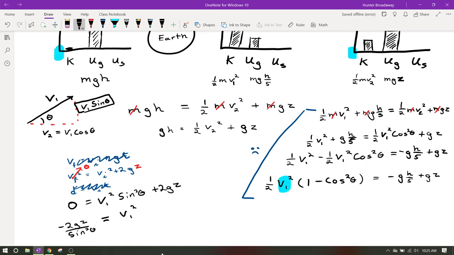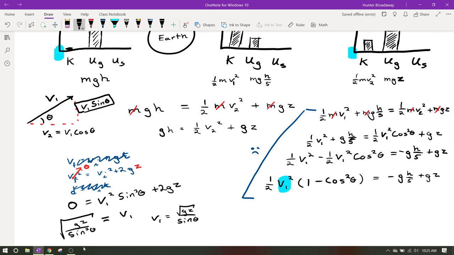So here's what you do whenever terrible things like that happen. You say, oh, gravity is negative 9.8 meters per second squared. So that's going to be negative 2 times negative 9.8, and that's going to get rid of that. Okay, so you should get that V1 is equal to the square root of GZ over the sine squared of theta. And you can take the square root of the sine squared, and that cancels to just sine. So we could say V1 is equal to square root of GZ over sine theta. There we go.